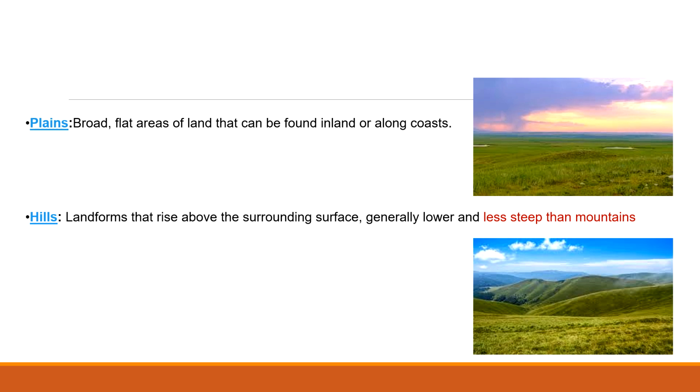Now next are hills. Hills are landforms that rise above the surrounding surface, generally lower and less steep than mountains. As I told you earlier, hills are generally lower and less steep than mountains. I hope you have understood the major difference between mountains and hills.